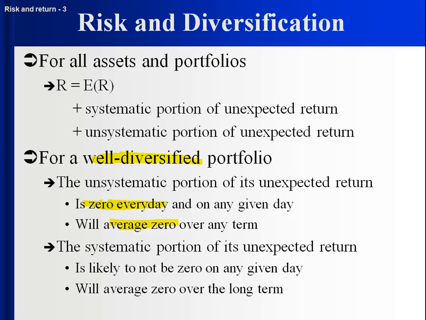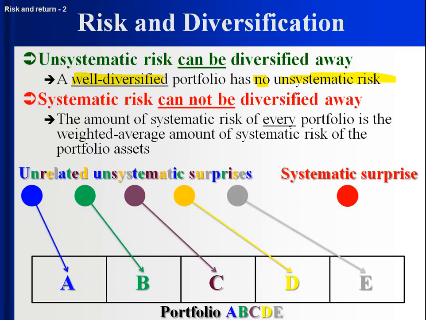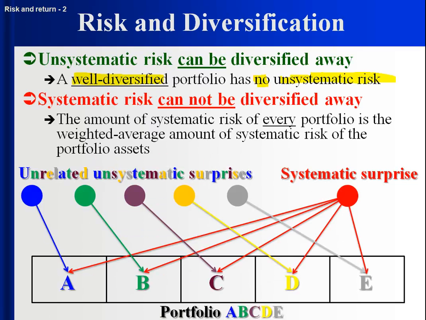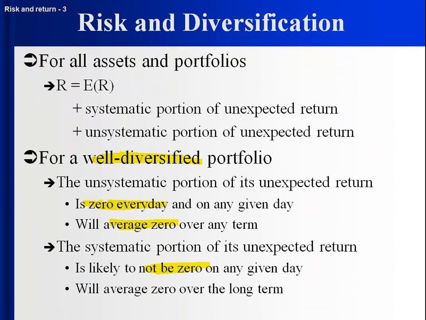But the systematic portion, not likely to be zero on any given day. On any given day, that one surprise, if you have a simple model, there may be a bunch of them, but they're the same. The surprise that affects everybody, not likely to be completely neutral and completely zero. However, over the long term, it will average out to zero. If it didn't, it would be predictable and it wouldn't be a surprise. So again, this and what we've been talking about, really, really important.